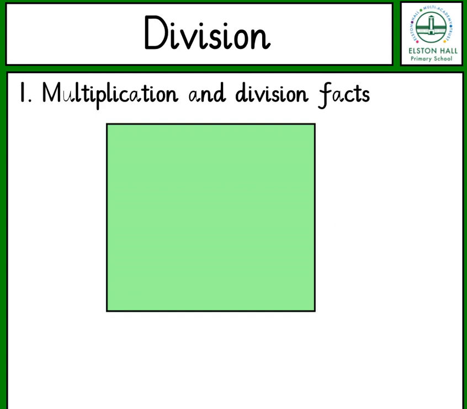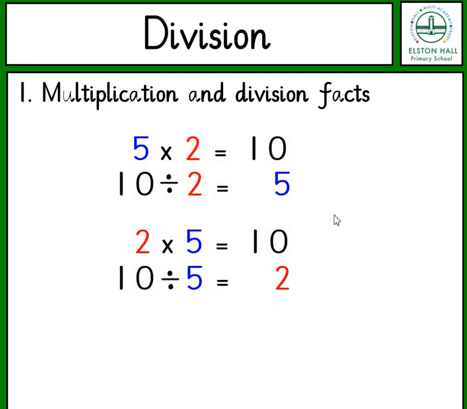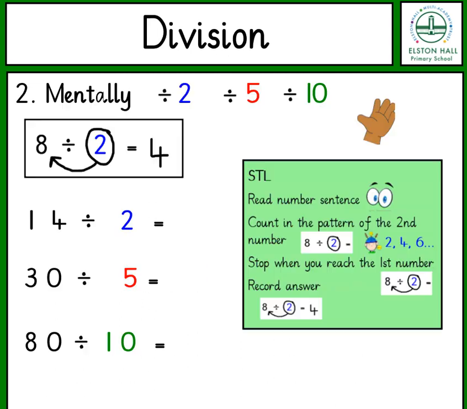As you move through Key Stage 1, we can solve division by using the multiplication facts that we already know. So 5 times 2 equals 10, therefore 10 divided by 2 equals 5. 2 times 5 equals 10, therefore 10 divided by 5 equals 2. We can then move on to solving divisions mentally.